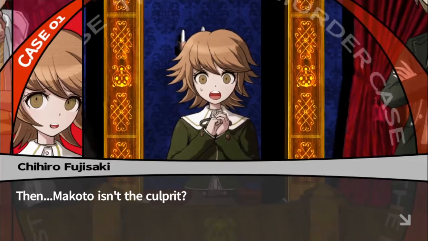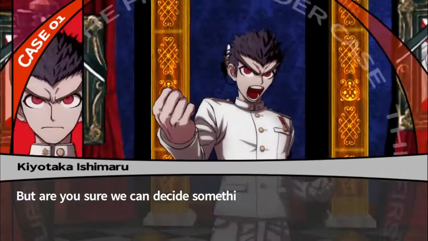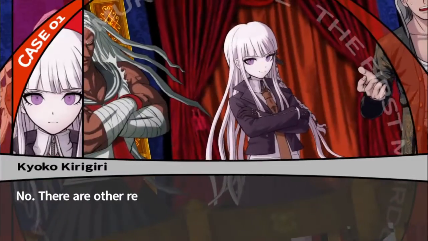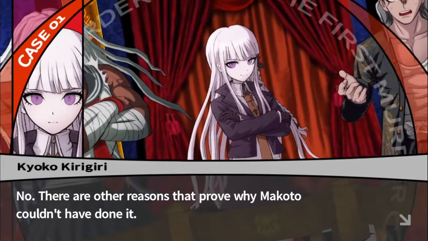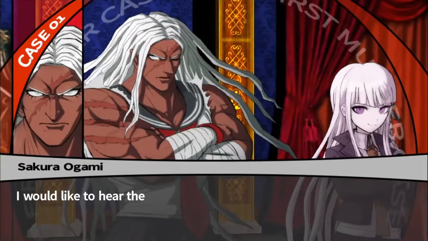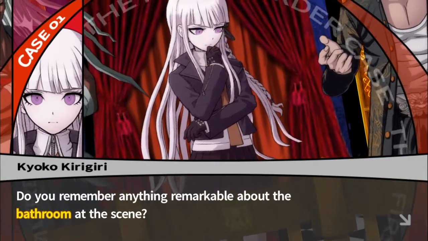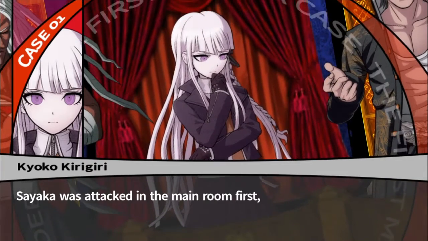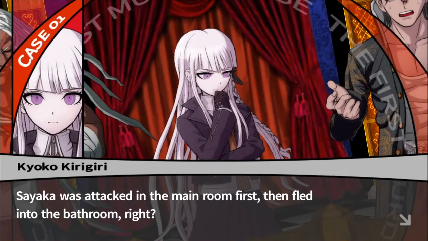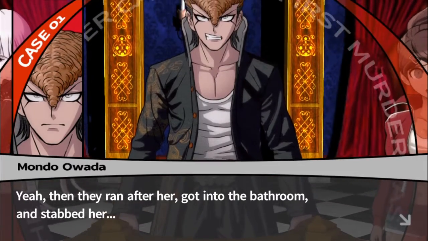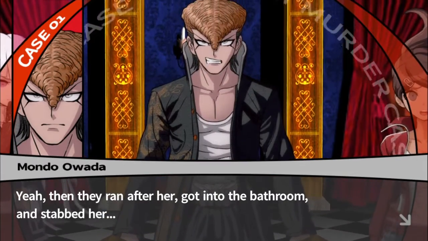Then, Makoto isn't the culprit? Are you sure we can decide something so important based solely on the absence of some hair? No. There are other reasons that prove why Makoto couldn't have done it. I would like to hear these reasons. Do you remember anything remarkable about the bathroom at the scene? Sayaka was attacked in the main room first, then fled into the bathroom, right? Yeah, then they ran after her, got into the bathroom, and stabbed her.